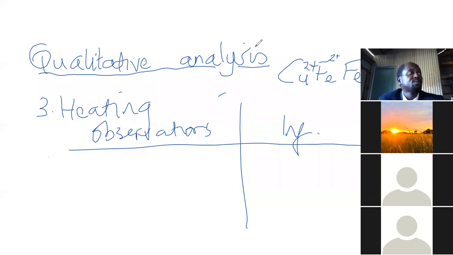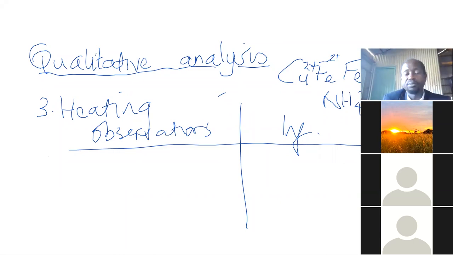If you had mentioned blue litmus changes to red, red litmus remains red, the inference would be acidic gas produced. If you had mentioned red litmus changes to blue, blue litmus remains blue, the inference would be ammonium ions, NH4+, present.